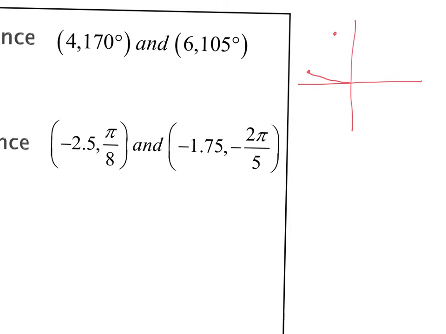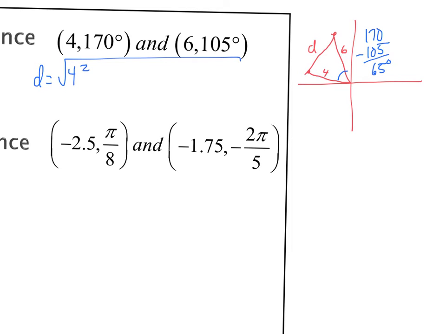Alright, so if I were to draw in my triangle, I know that this side has a length of 4, this side has a length of 6, and then this would be my distance that I'm trying to find. When I'm trying to figure out the angle in between, I just do 170 minus 105, and I get 65 degrees. So now, to solve for my distance, I can simply say the distance equals the square root of 4 squared plus 6 squared minus 2 times 4 times 6 times cosine of 65 degrees.